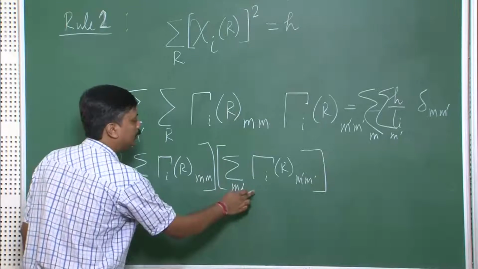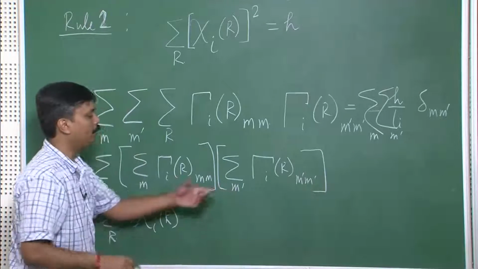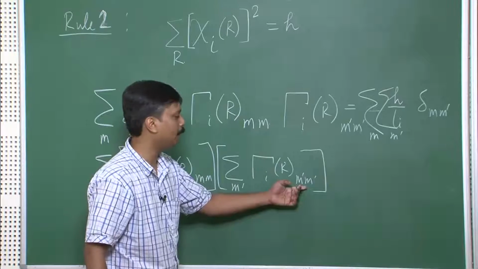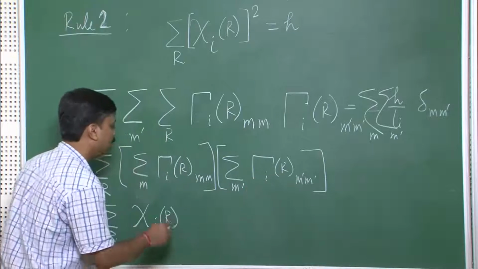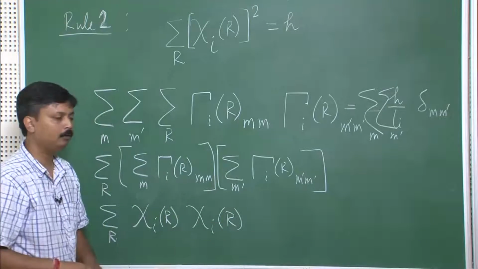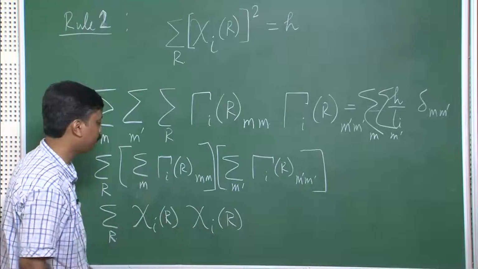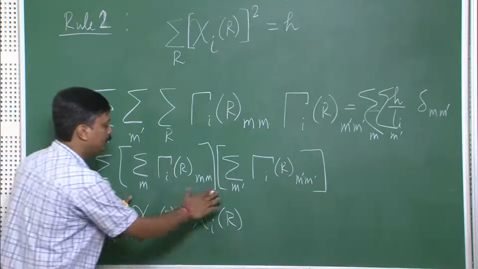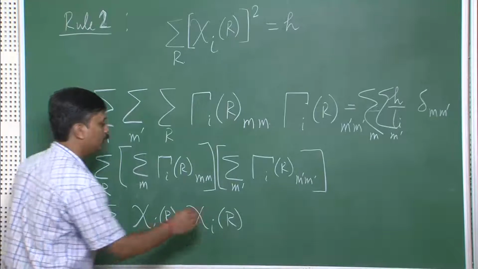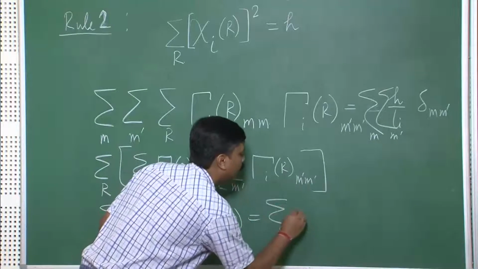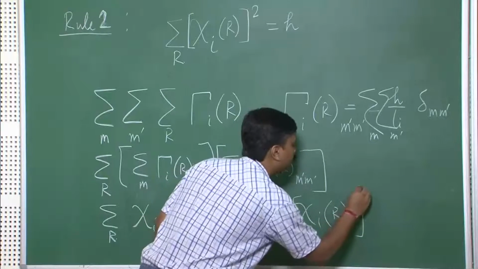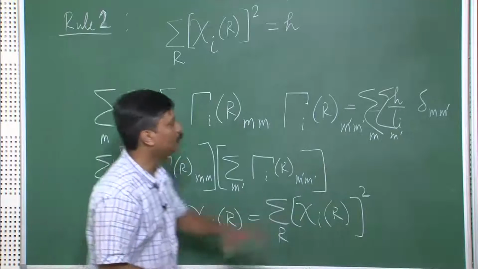And the same thing is here. Summing over m', with the diagonal elements m'm', this will also give me the character of the operation R for the ith irreducible representation. So this is nothing but the square of chi of R, right? So this is equal to the sum over R of chi_i of R squared, correct? Now let's look at this part.